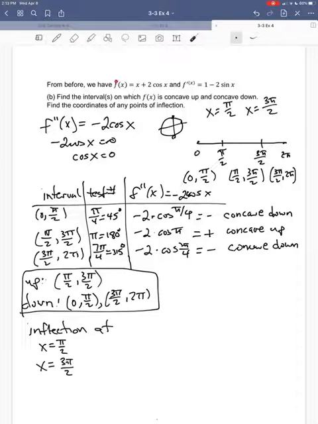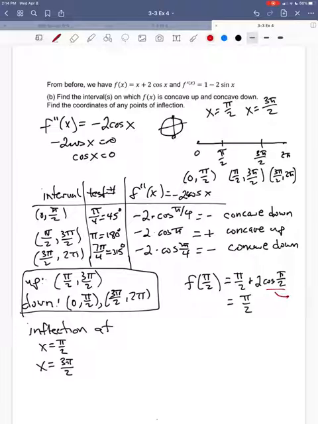Remember, for the y-coordinates, you have to go back to the original function. So I'm going to have to do f of pi over 2. So that's going to be pi over 2 plus 2 times the cosine of pi over 2. Well, cosine of pi over 2 is up here on the unit circle. Cosine is the x-coordinate, and that's going to be 0 there. So 2 times 0 is 0, so f of pi over 2 is just pi over 2, right? Because cosine pi over 2 is equal to 0.